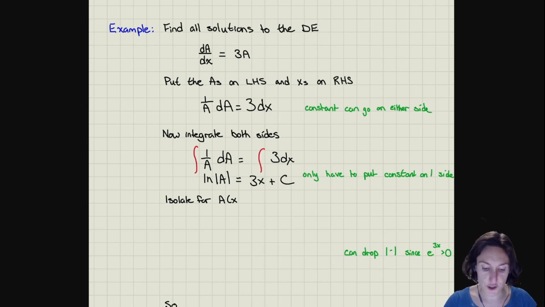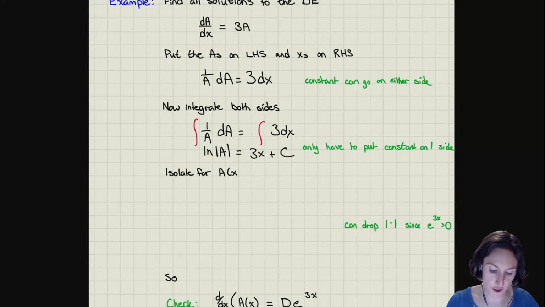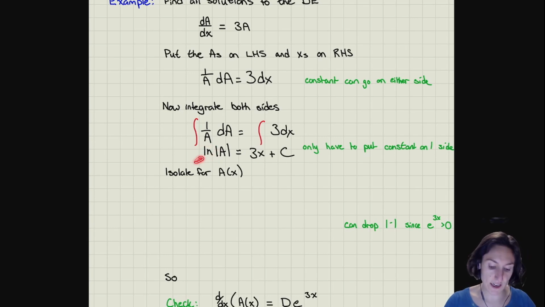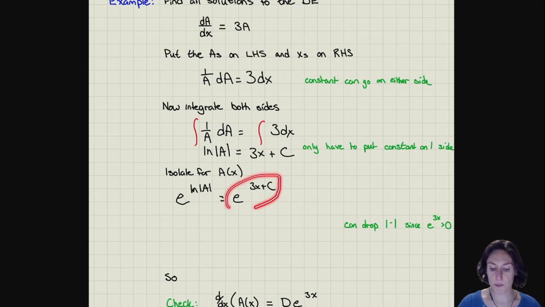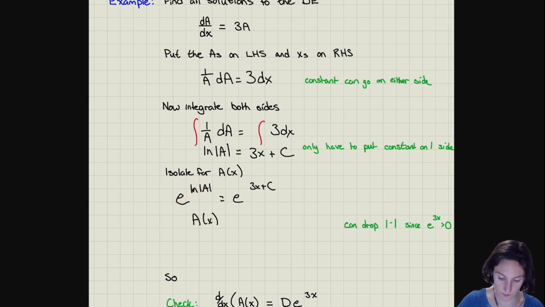Okay, and now what I want to do is isolate for my A. I want to find out what that function is. Okay, so to isolate for my A, I have to get rid of this ln here. So I'm going to take everything to the e. So if I do that, I'm going to get e to the ln A is equal to e to the 3x plus c. But remember that by properties of exponents, first of all, these two cancel, so we just have an A here. Okay, I'll talk about that A in 1 second.